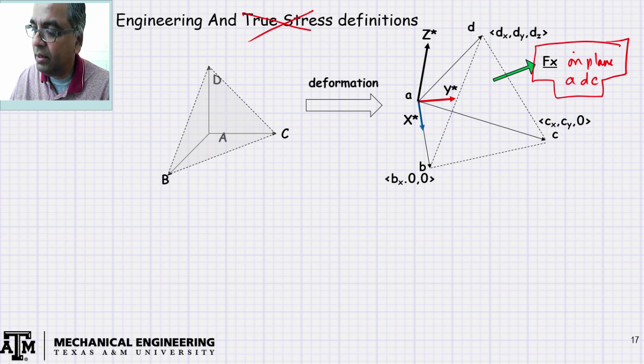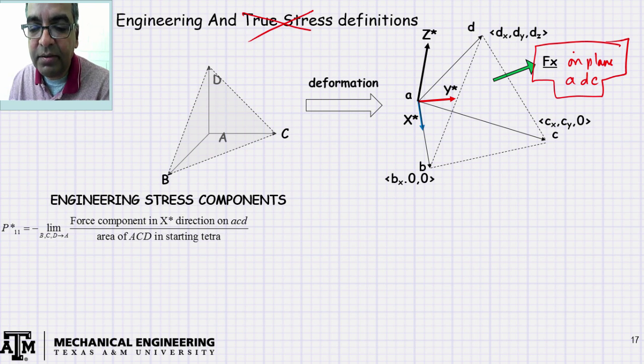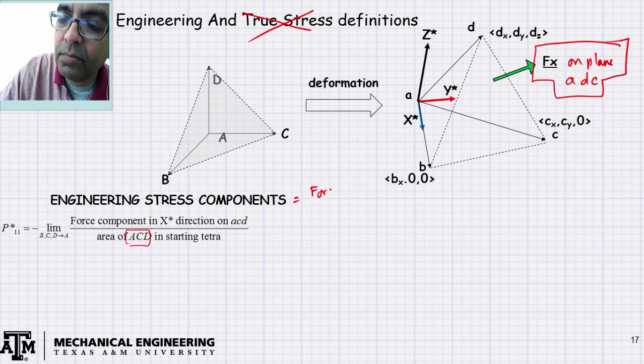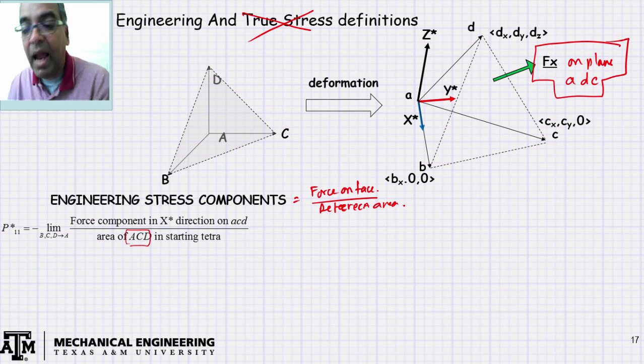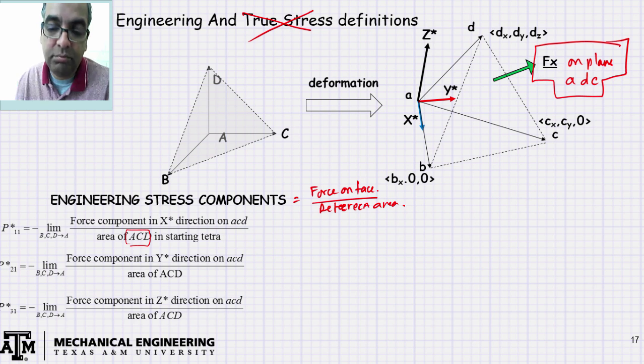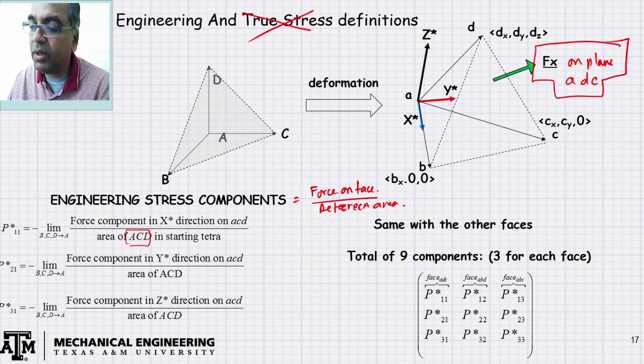Okay. Now we can define the following things. The engineering stress components: P star 11. Take this force, find its component in the x star direction, and divide by the area of ADC. Can you see? So force over area. So this will be force on face divided by reference area, and limit. So you do the same thing for P star 21, P star 31. That's how it goes. You can do the same thing with the other forces.